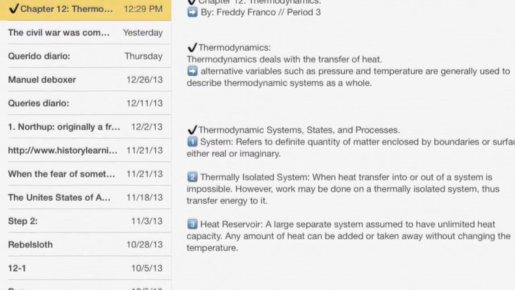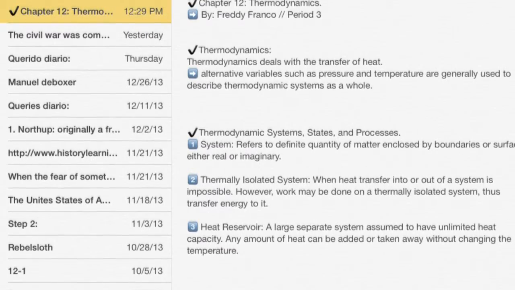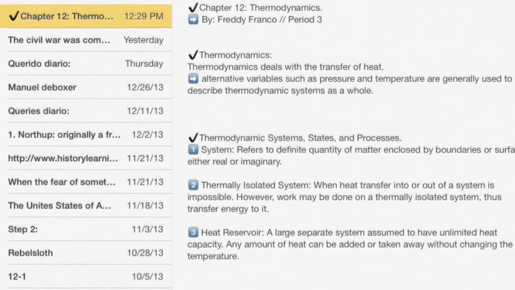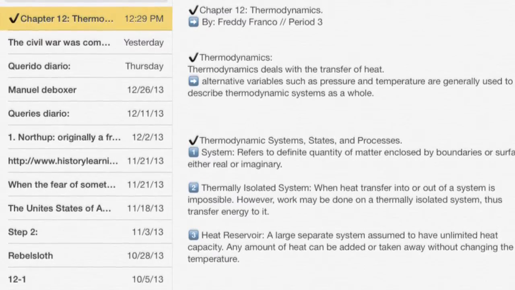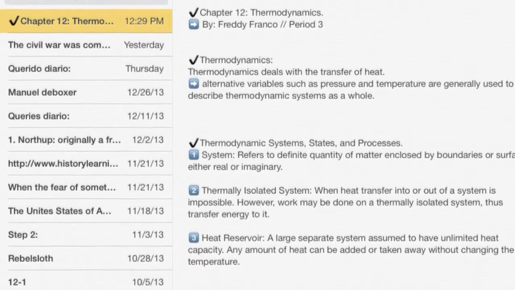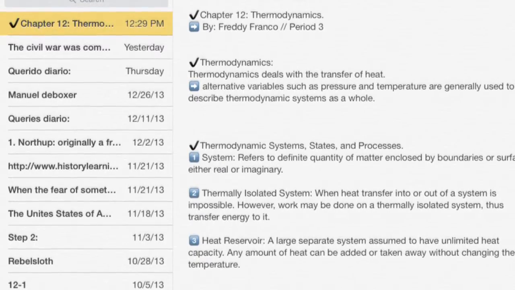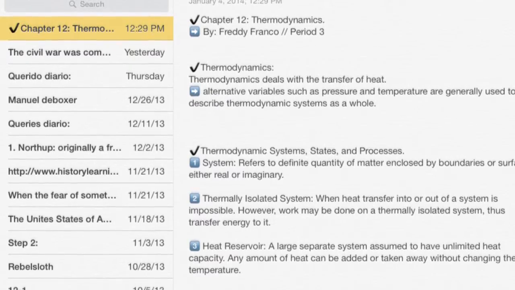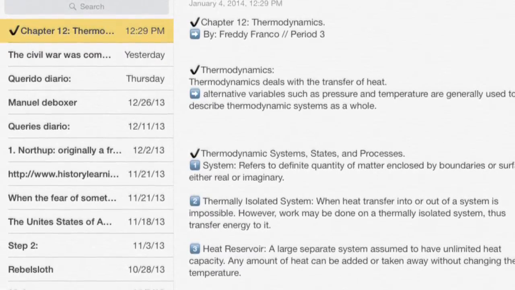Thermally isolated system: when heat transfer into or out of a system is impossible. However, work may be done on a thermally isolated system, thus transferring energy to it. Heat reservoir: a large separate system assumed to have unlimited heat capacity. Any amount of heat can be added or taken away without changing the temperature.